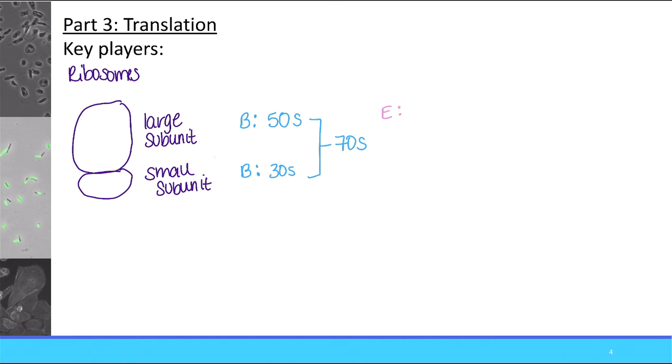Now, when we compare bacterial ribosomes to eukaryotic ribosomes, eukaryotic ribosomes are larger. So their large subunit is a 60S and their small subunit is 40S. Together, they make up an 80S ribosome. So the key here is that eukaryotic ribosomes are a little bit larger than bacterial ribosomes. And it actually turns out that because of these slight differences in sizes, many of the antibiotics that we use against bacteria target the bacterial ribosomes.